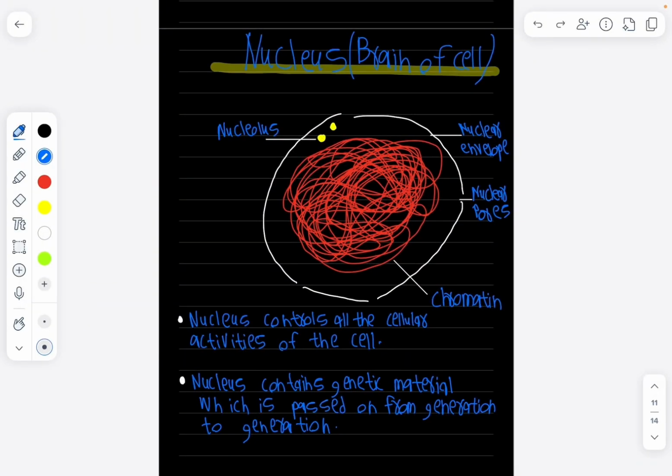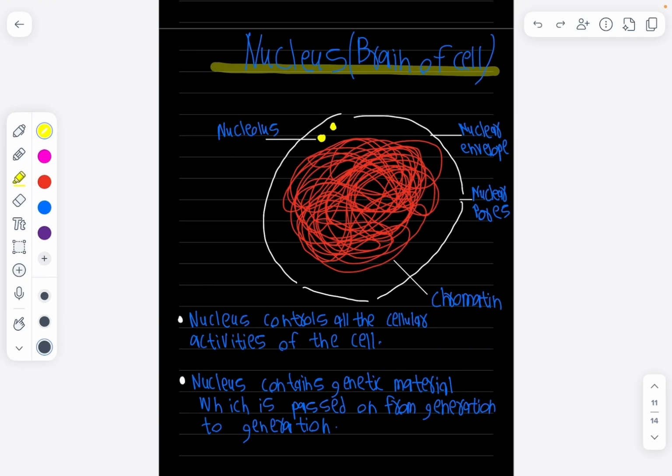So we're talking about the nucleus, the brain of the cell. First we are looking at the structure of the nucleus, this entirety of the structure of the nucleus. When you look closely, you see these small gaps. These small gaps are called the nuclear pores.